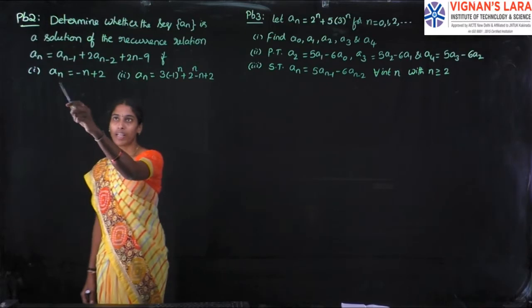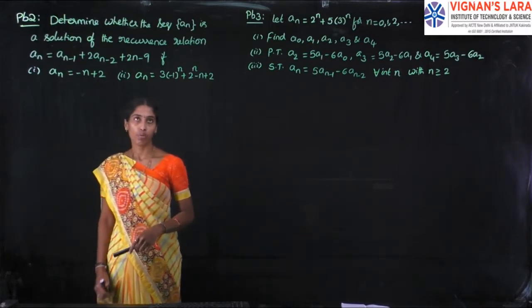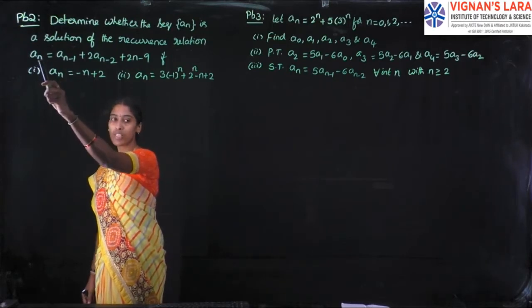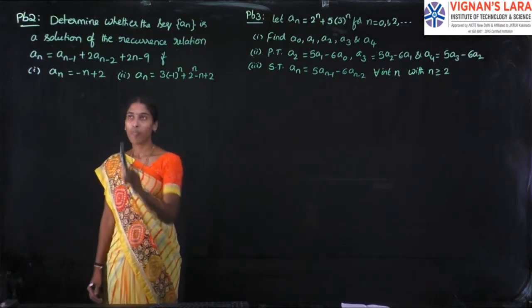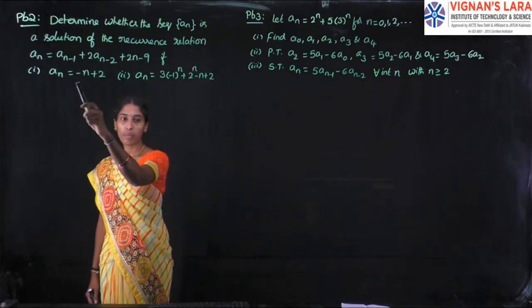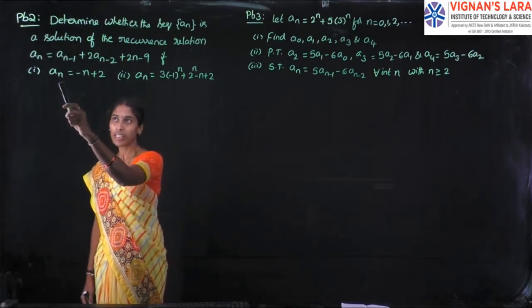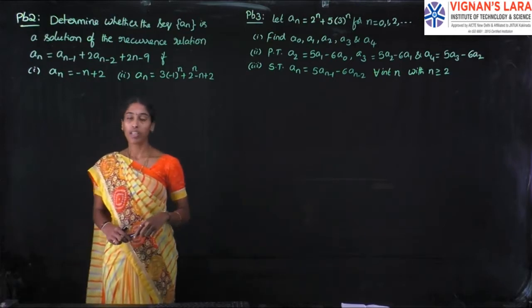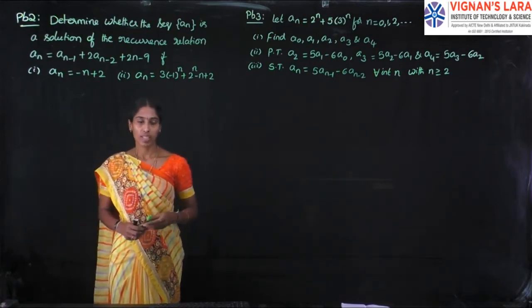If An is equal to minus n plus 2, it means we need to prove that this An is a solution of this recurrence relation, right? Why are we saying that this is the solution? If you observe here, An can be expressed only in terms of n, but not in terms of its previous terms, right?